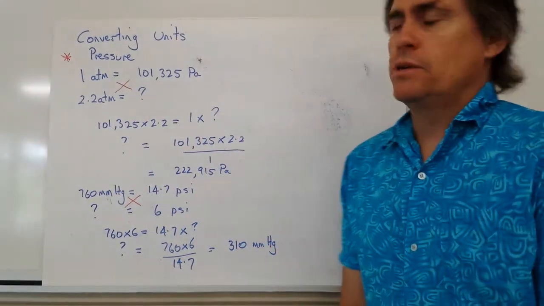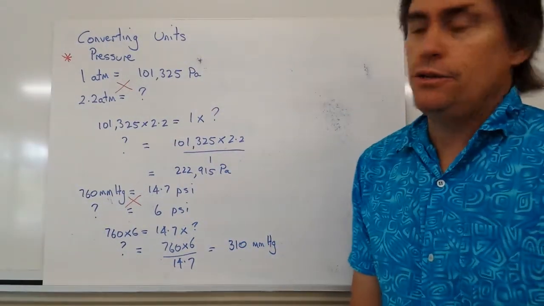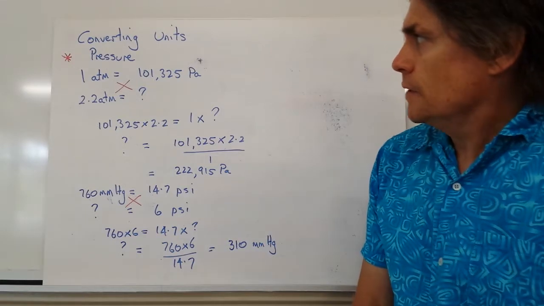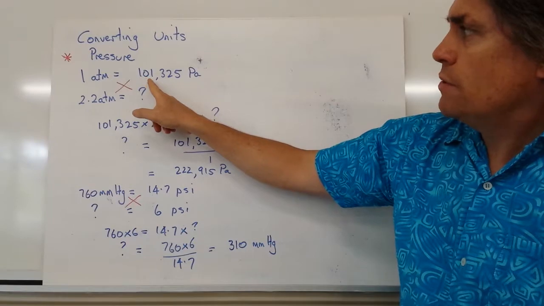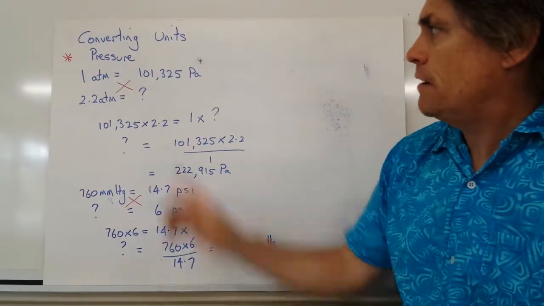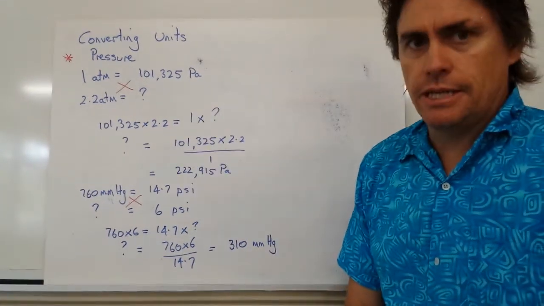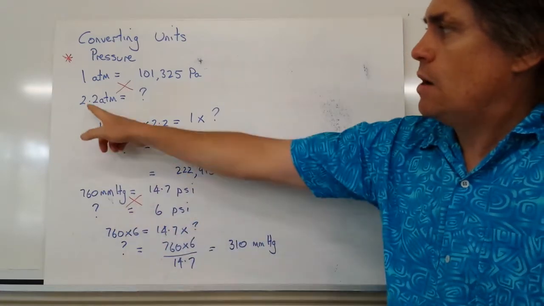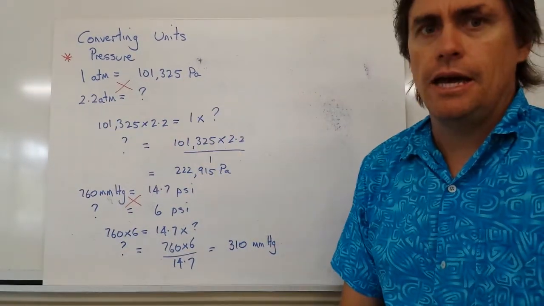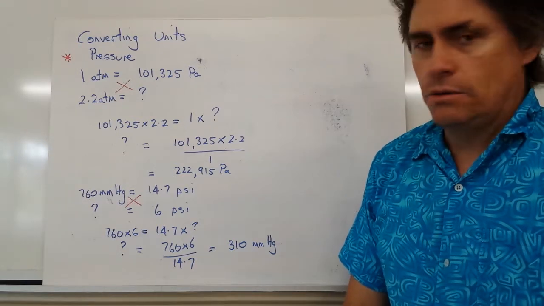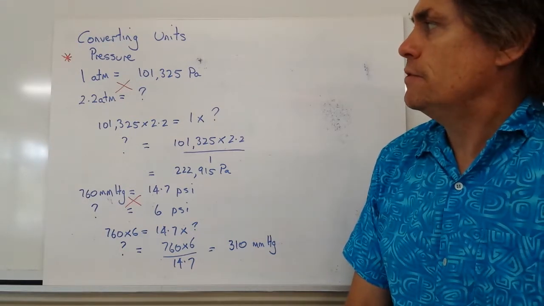Okay, let's have a look at how we convert between units of pressure. So if we've got 1 atmosphere, we know that that's equal to 101,325 pascals. But let's say we were given a question that required us to convert 2.2 atmospheres to pascals. How would we go about doing it? Well, there's a simple mechanism that we can do this conversion.